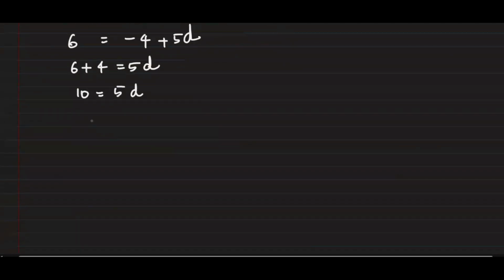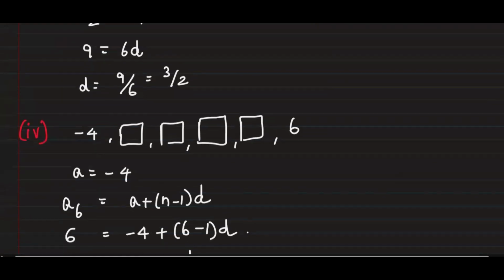Value of D is equal to 10 over 5, which is equal to 2. So now we know what is the value for D. We know what is A also. Now it's easy to get the answer.